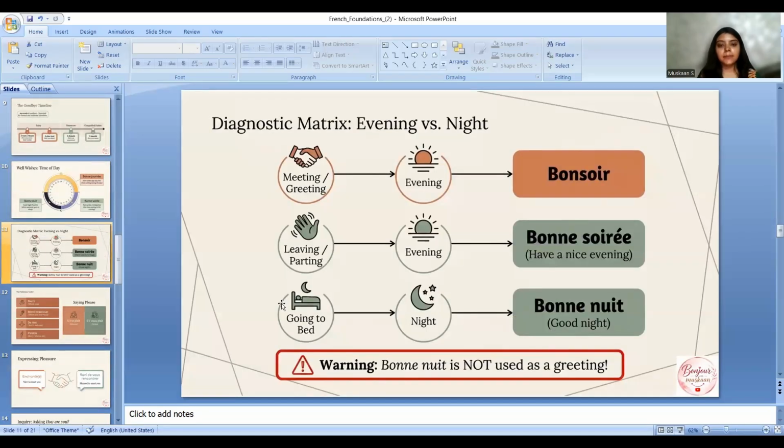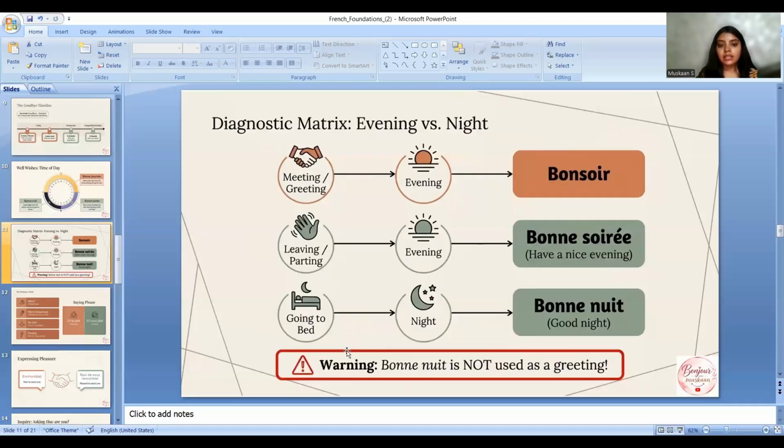Now let's see a diagnostic matrix, evening versus night. What do you call evening? What do you call night? When meeting or greeting someone in the evening, you will say bonsoir, which is good evening. Then when you are leaving or parting in the evening, you will also say bonsoir. So there's a difference. It is not a greeting, it is just saying have a nice evening.